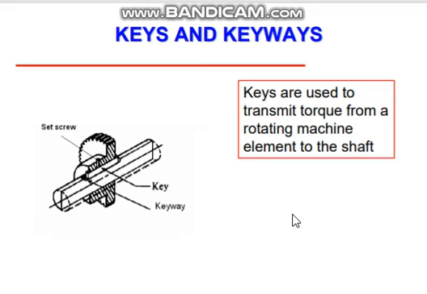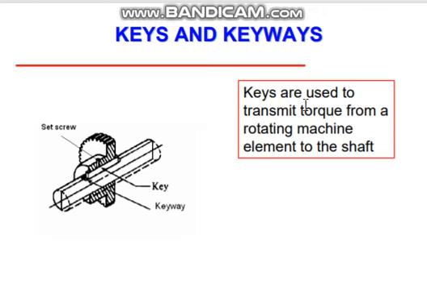Yesterday we saw the keys, different types of keys, and also we considered the different stresses that come in the sunk key, and how to design a sunk key, on what parameters it is designed, we have seen. Okay, continuing with the keys. If anything is left, let us see here.